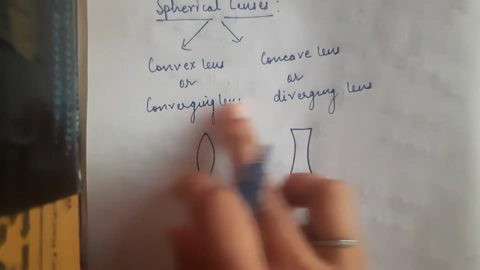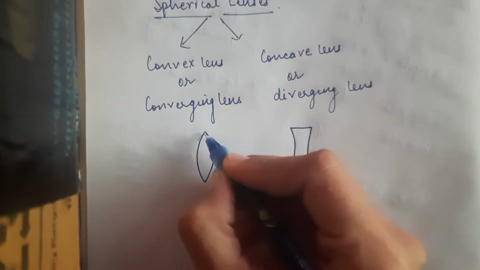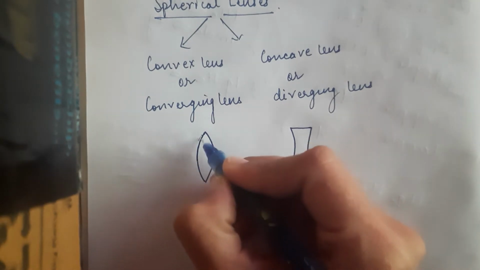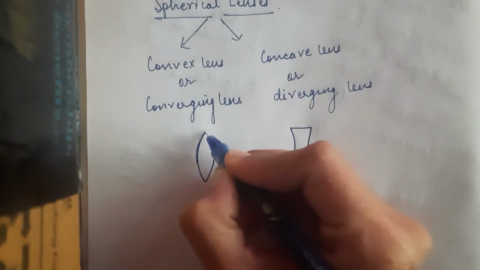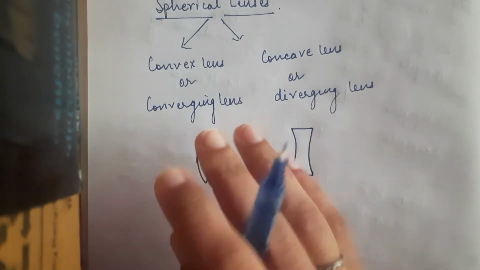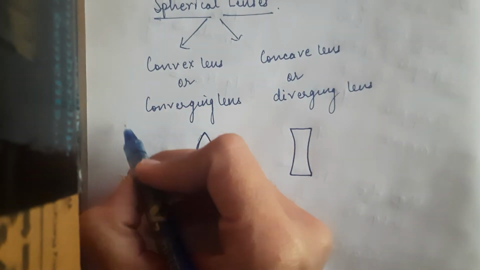A convex lens is a lens whose spherical surfaces are bulged out, right? These are the spherical surfaces. This is spherical surface 1. This is spherical surface 2. And they are bulged out. They are coming outside, right? Bulging out. You know what a bulge is, right?